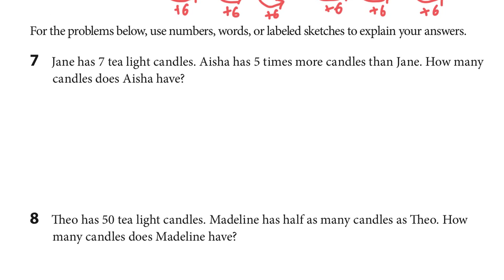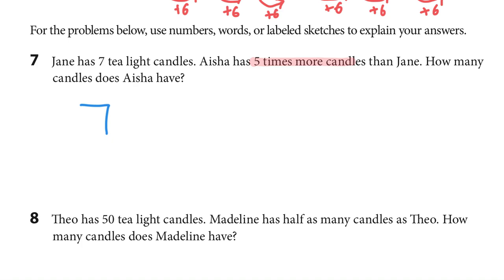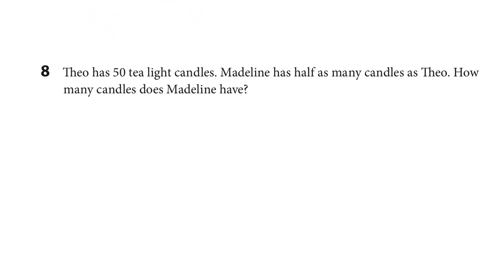Jane has 7 tea light candles. Aisha has 5 times more candles than Jane. How many candles does Aisha have? Well, I do like that they clearly said 5 times more. So if Jane has 7 and Aisha has 5 times as many, there's our equation right there. If you know that math fact, great. If not, you could do a little calculation to figure it out. Make sure you label your units in candles. I'm going to let you work on that one. Always pause the video if you need time to work.